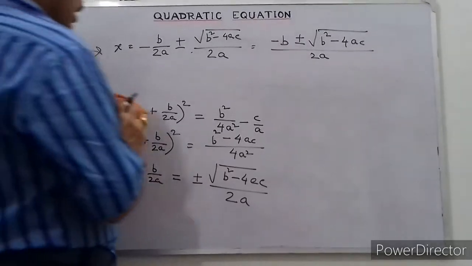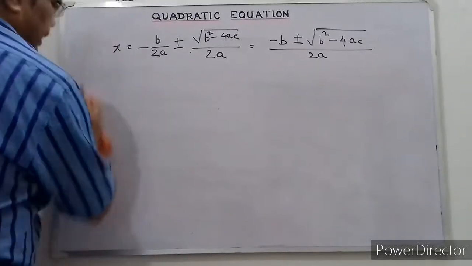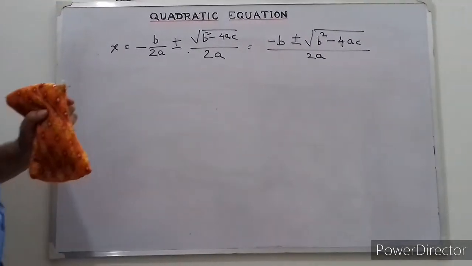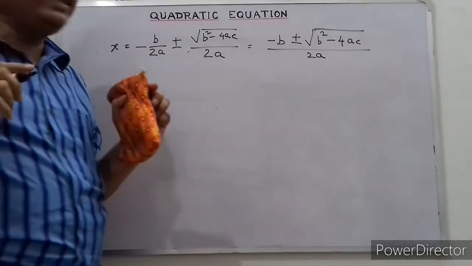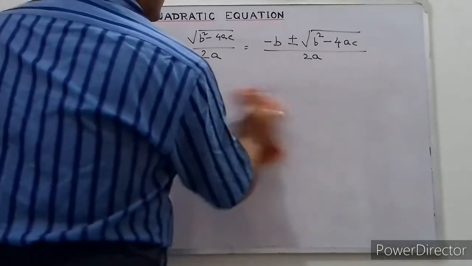This is a formula. This is established by the great mathematician who belongs to Hooghly district in West Bengal, that is Sridhar Acharya, in 870 CE.